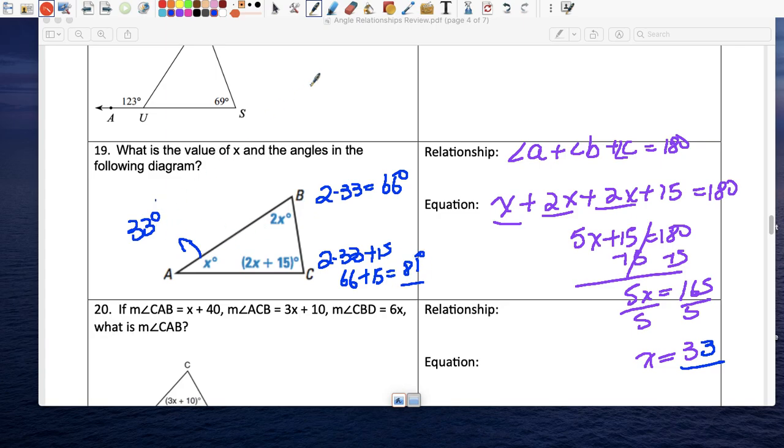So that's correct. If you want to confirm, add 33 plus 66 plus 81. So we get 10, carry 1, 4, 10, 18, 180. It added up to 180, so I know I'm good. So this is correct.